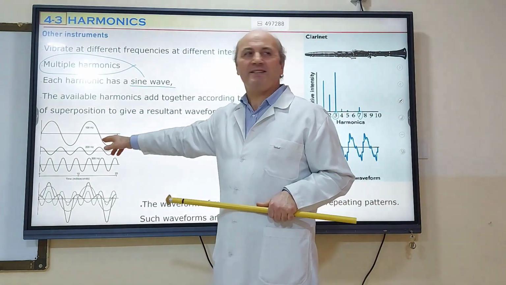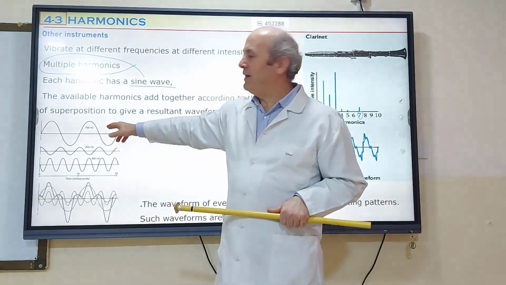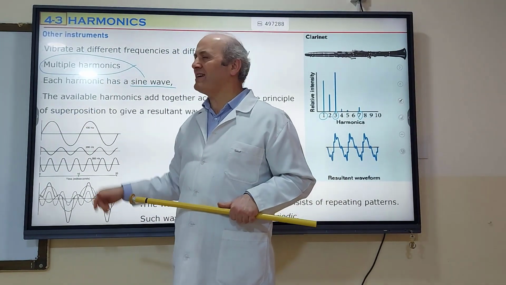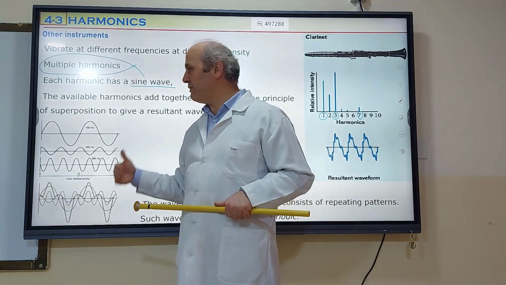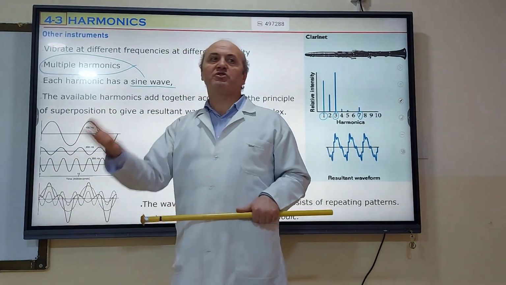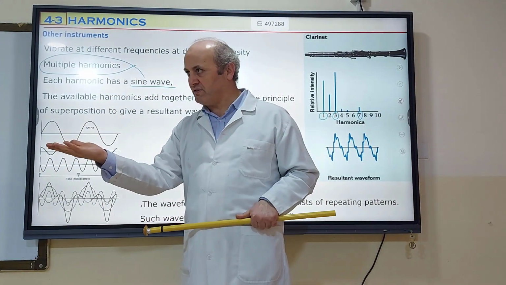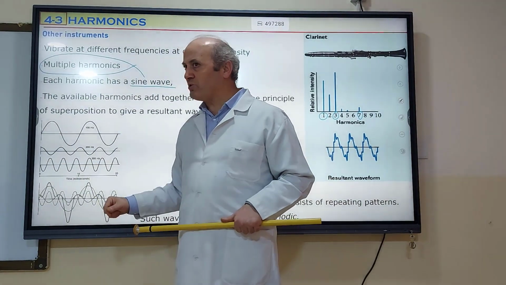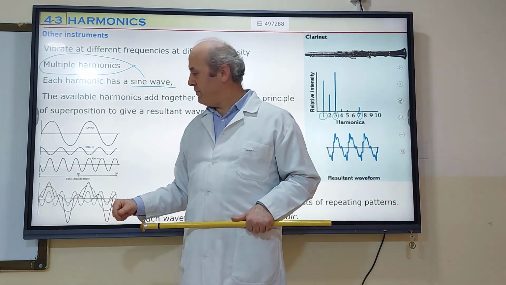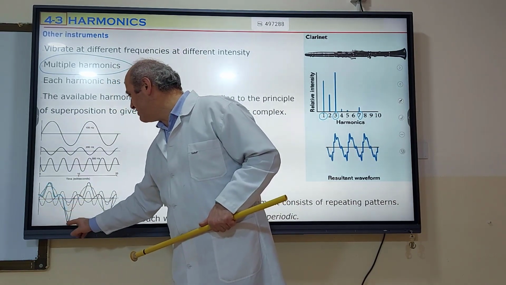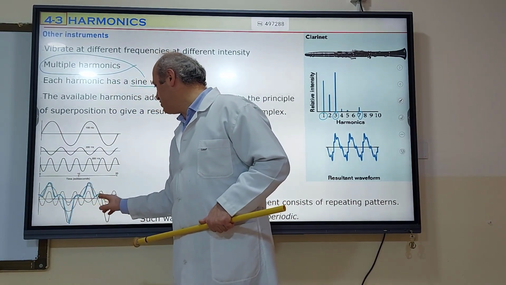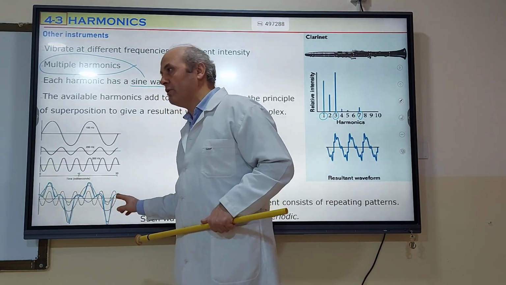For example, this is the first harmonic, say 100. Next harmonic, 200. Third harmonic, 300. Fourth harmonic, 400. When you add them all, just like interference of waves, instead of these waves, you are going to see a complex waveform. It's this. We get that. This is just an example I give you. What does complex mean? I explained this to you.